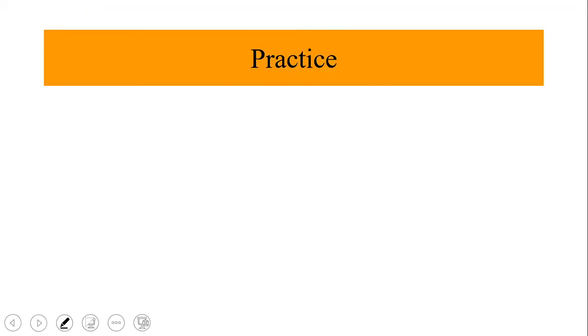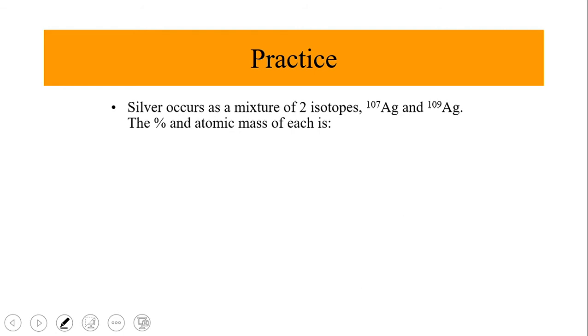So let's do a little practice here with silver. Silver occurs as a mixture of two isotopes: silver 107 and silver 109. Notice that in this notation, we skipped writing the atomic number on the bottom left. The reason is the atomic number and the element symbol give you the same information. So writing the atomic number is somewhat redundant in these cases. So many times we don't bother writing it if we have the symbol of the element.